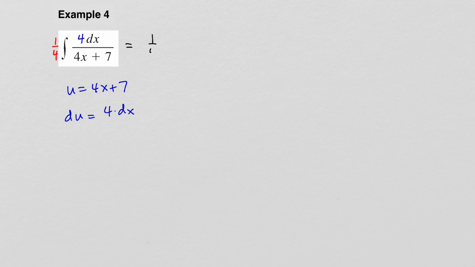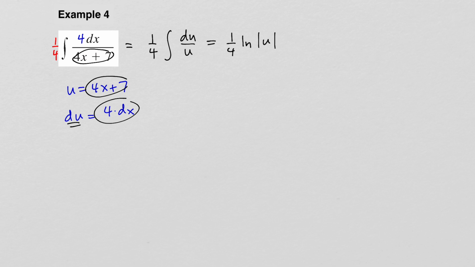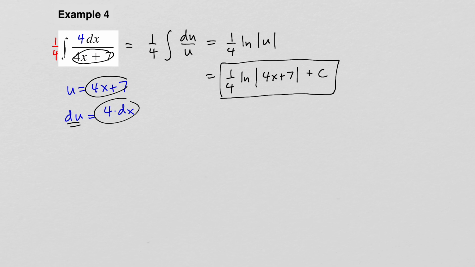And this becomes 1/4 integral. 4 dx is replaced with du. And 4x plus 7 here is replaced with u. And so this becomes 1/4 natural log absolute value of u. And when we resubstitute u equals 4x plus 7 back into the problem here, we end up getting our final answer, 1/4 natural log absolute value of 4x plus 7 plus c.